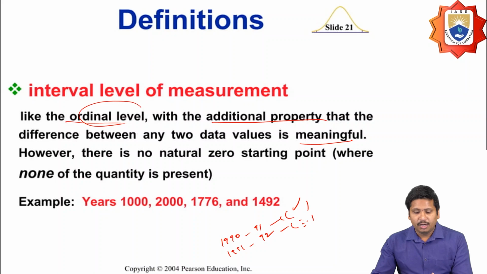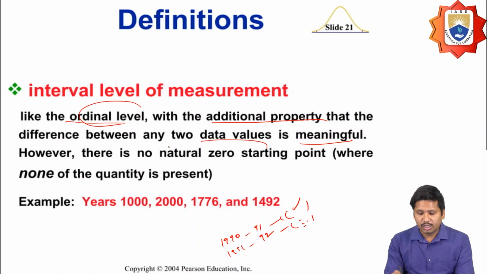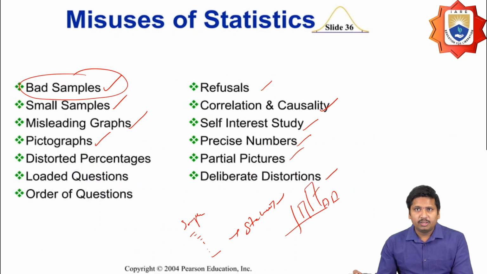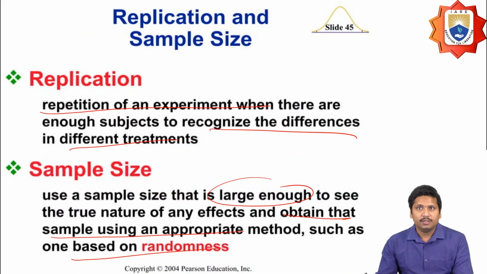And interval level of measurement is similar to the ordinal one, but with the additional property that the difference between the data should be meaningful, but no zero starting point is considered here. And ratio level measurement is another thing, where you can consider the zero starting point. Some of the ways of getting misused statistics are bad samples, small samples, misleading graphs, pictographs, loaded order of questions, precise numbers, and partial pictures like this.